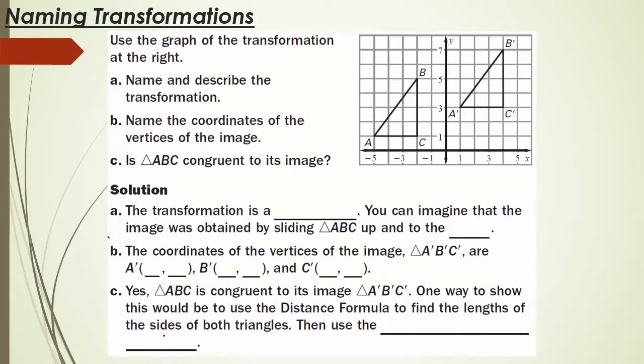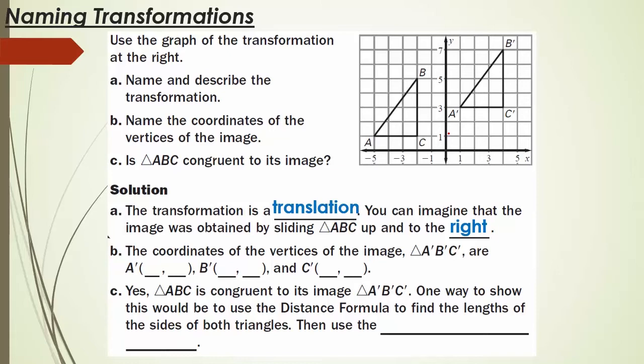Example number 1, naming transformations. Use the graph of the transformation at the right to name and describe the transformation. Looking over here, here's our original image, A, B, and C, and we can see from A to A prime, and B to B prime, and C to C prime. This is our image. All we've done is we've taken it and moved it to the right and up. So all we're doing is sliding, and we know a slide is also called a translation. So you can imagine that the image was moved by sliding triangle ABC up and to the right.